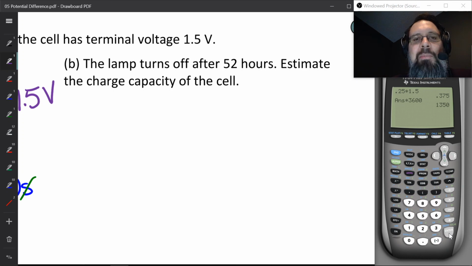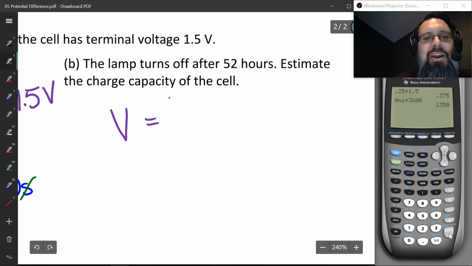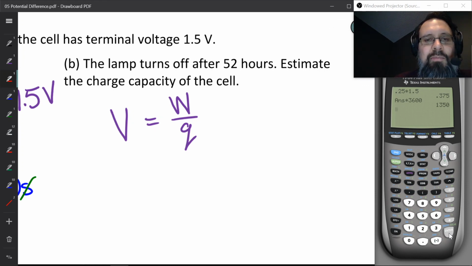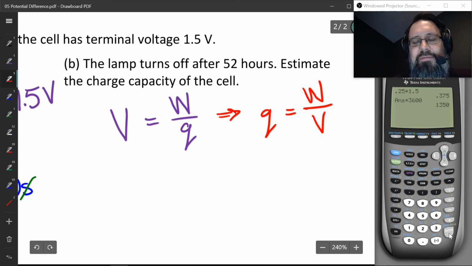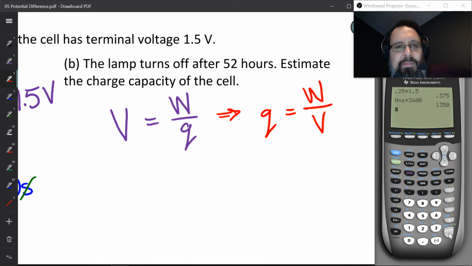So we want to figure out how much charge is inside the cell. Well, here's what we know. The potential difference is the energy per charge. We can find the amount of charge by multiplying both sides by Q and dividing both sides by V. So if we rearrange this equation, the amount of charge is equal to the work divided by the potential difference.